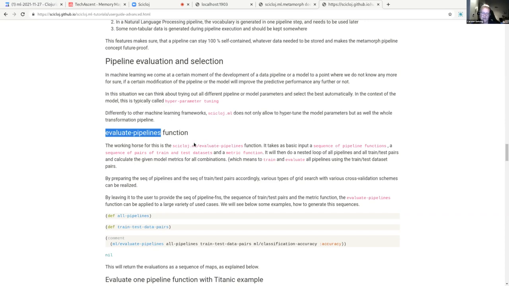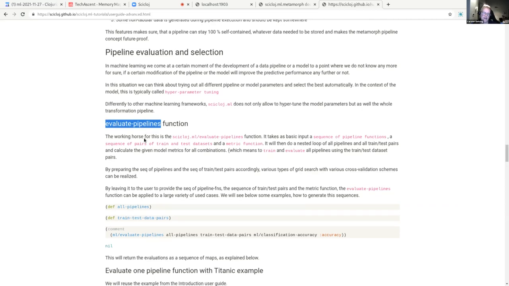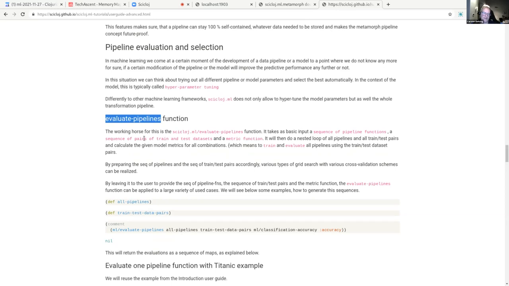So the important function here is the evaluate pipelines function. It takes in several pipelines and several splits, and it does a nested loop over them. Every pipeline gets trained and tested several times over all splits, and the best one is picked. That is a way to find the best model in a more or less automatic way.